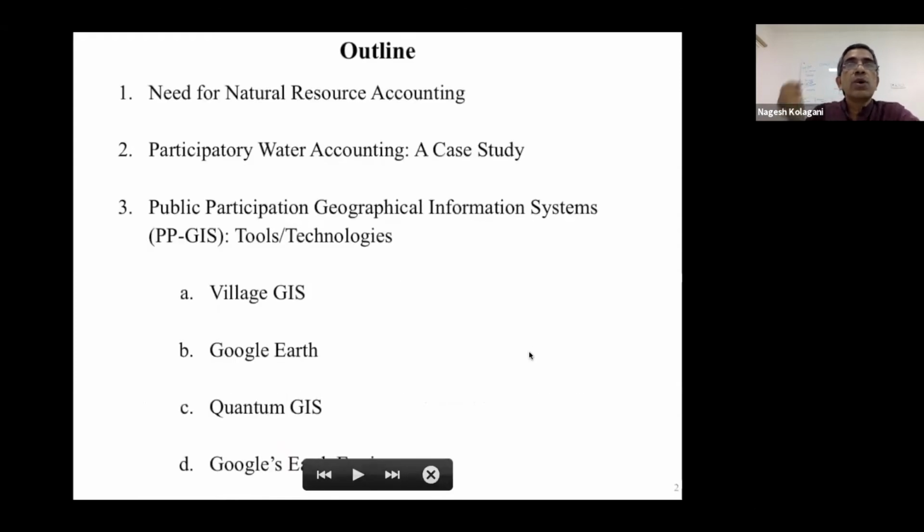First, I'll spend a few slides on why I think there is a need for accounting. Then I'll give a case study from my project village in South India, where we have tried it, with water as an example domain. Then I'll go through the tools, GIS as well as remote sensing, which is primarily about satellite imagery. These tools will be just a preview of what I intend to elaborate in the longer workshop in a few weeks from now.